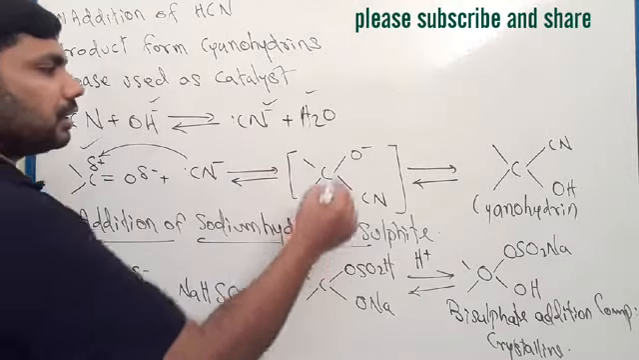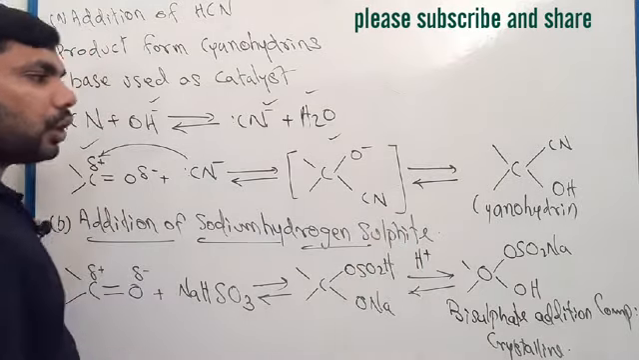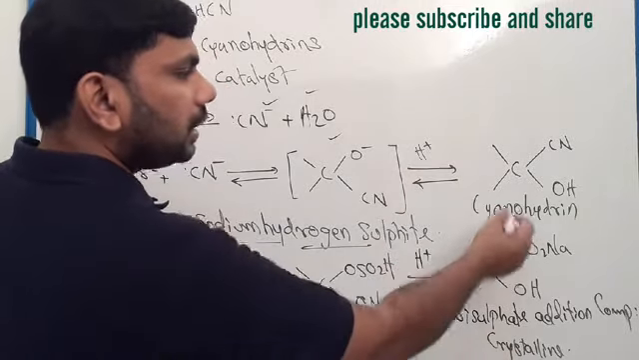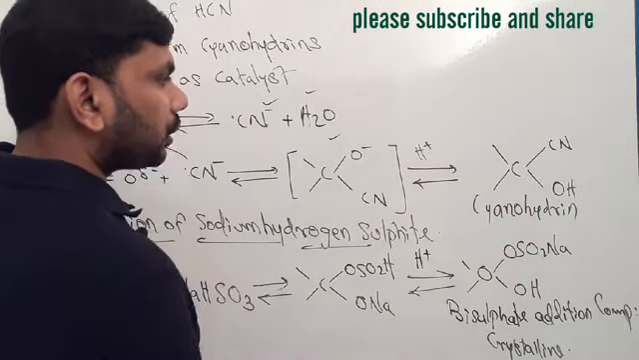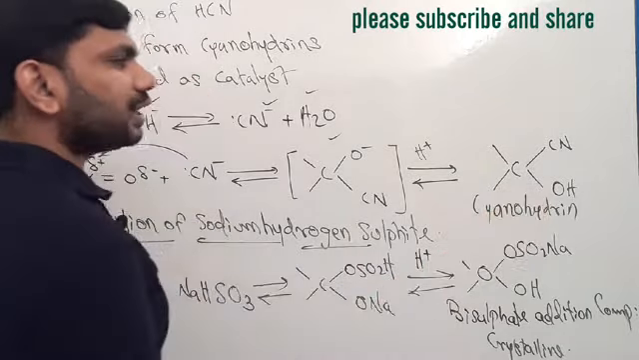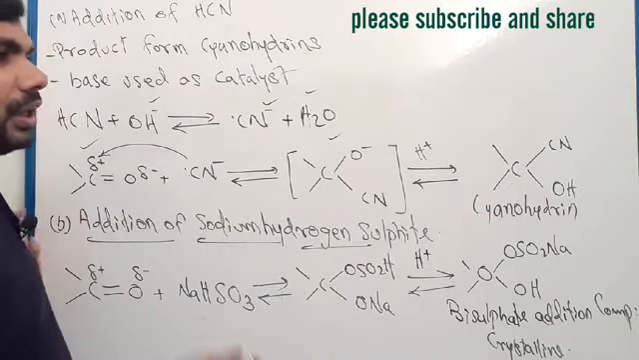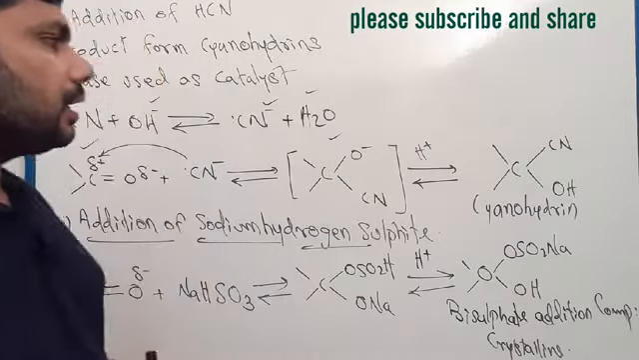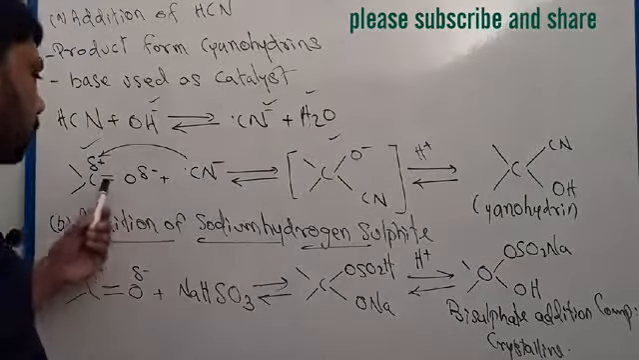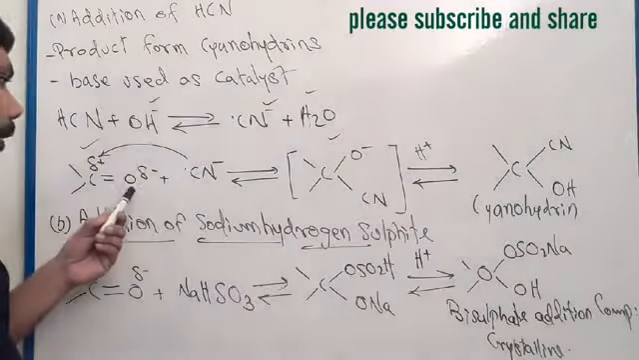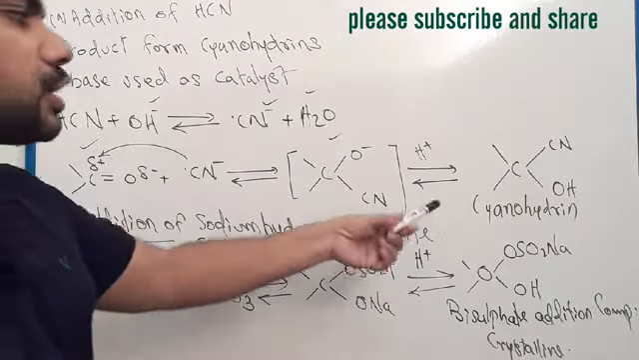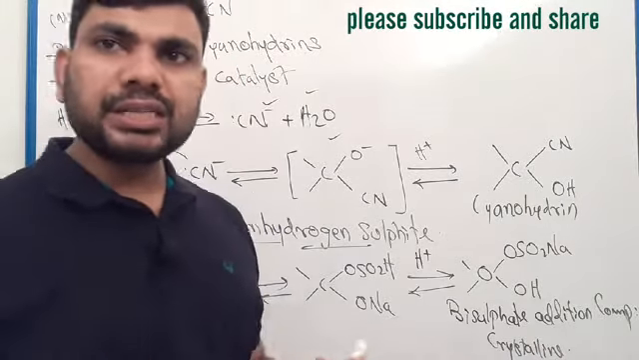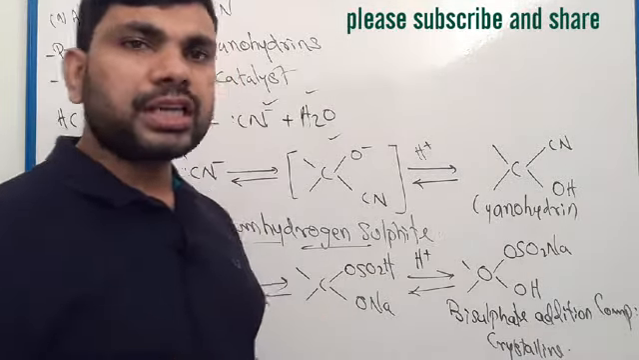Here, first an intermediate compound is formed. Further acidic hydrolysis changes it to cyanohydrin. Here O minus changes to OH, and cyanohydrin is formed. So in the reaction with hydrogen cyanide, the CN minus nucleophile joins with the positively charged carbon, and O minus changes to OH. This product is called cyanohydrin, and this chemical reaction takes place in the presence of a base such as NaOH, KOH, etc.